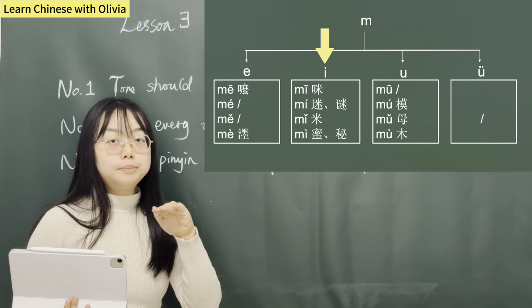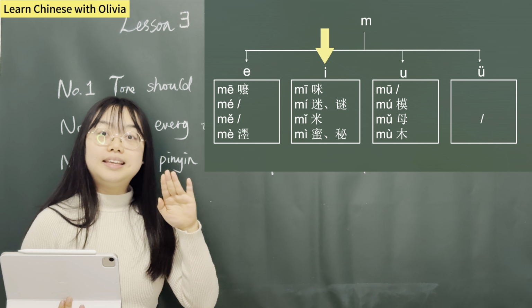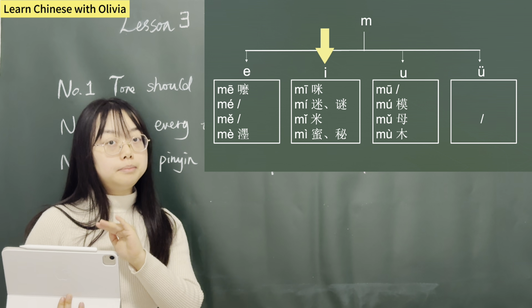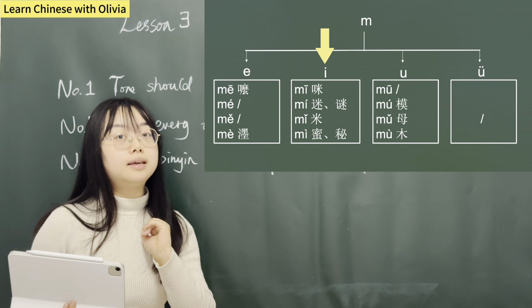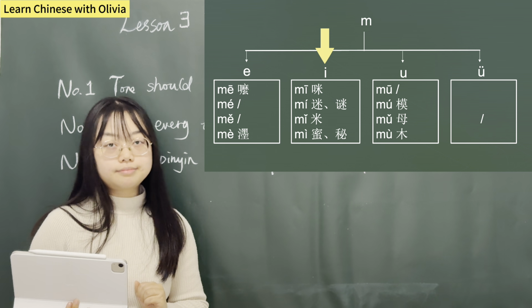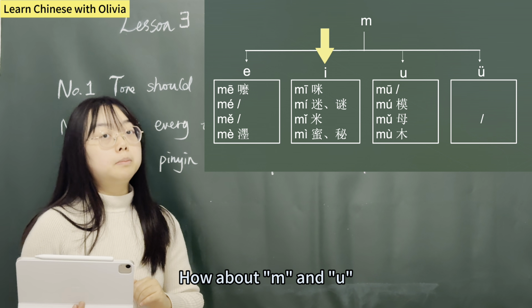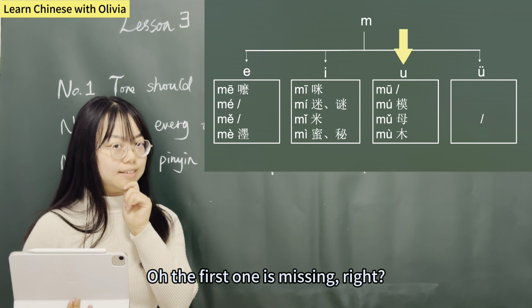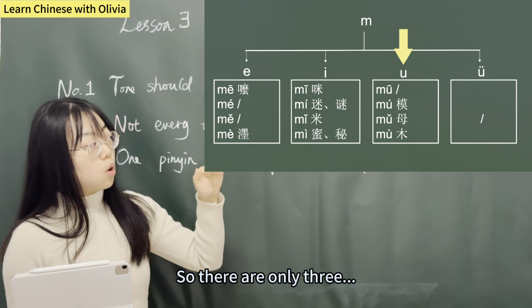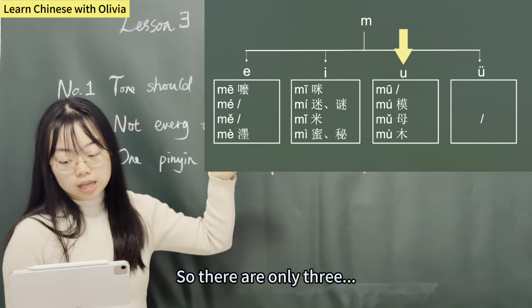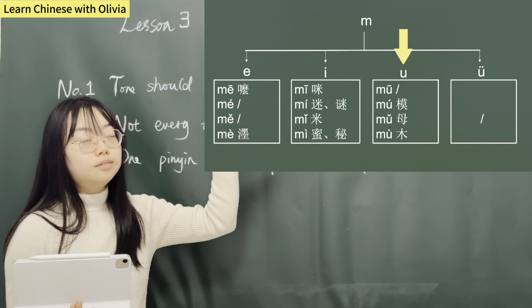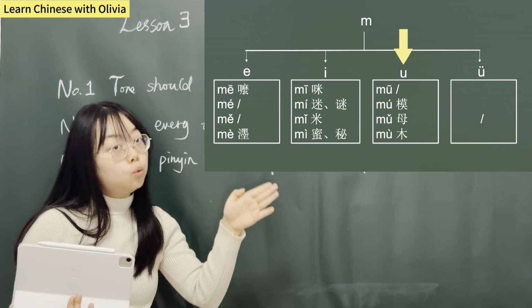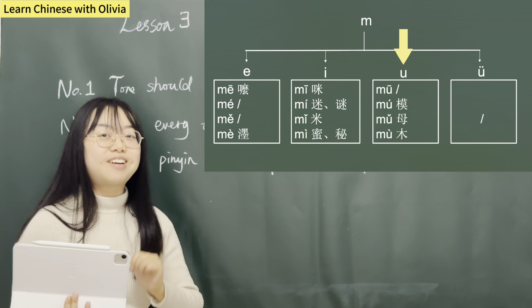Me, me, me, me. How about m and u? Oh, the first one is missing, right? Yeah. So there are only three. Mu, mu, mu, right?